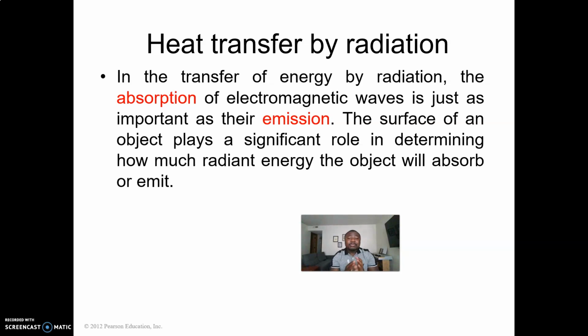So the surface of an object plays a significant role when we are talking about heat radiation, in determining how much radiant energy the object will absorb or emit. So it depends on the surface of the object.